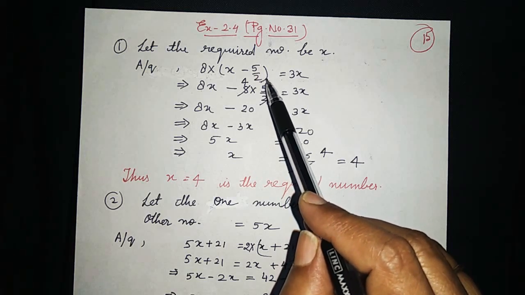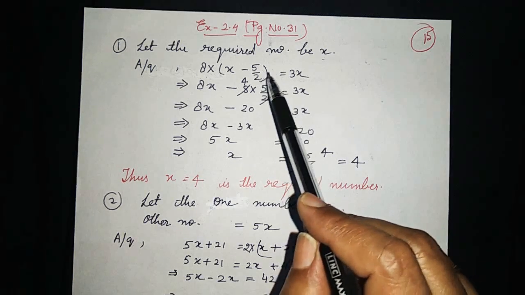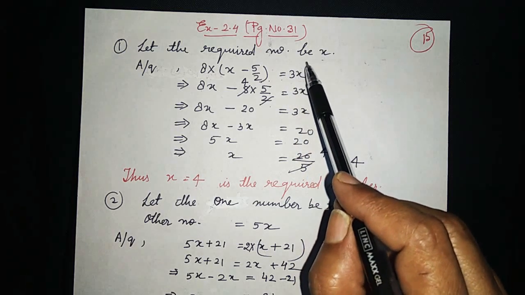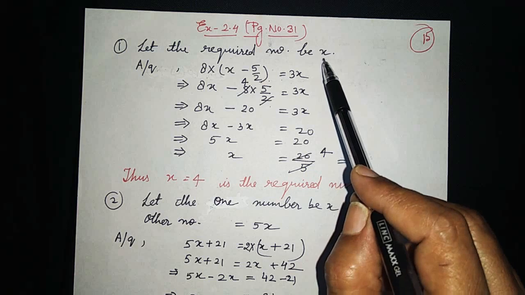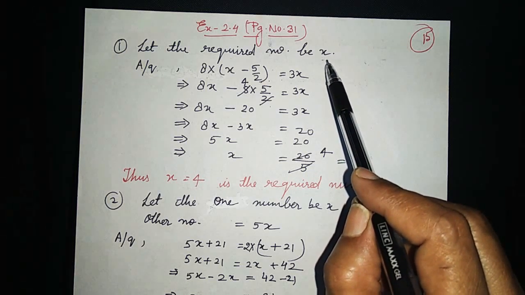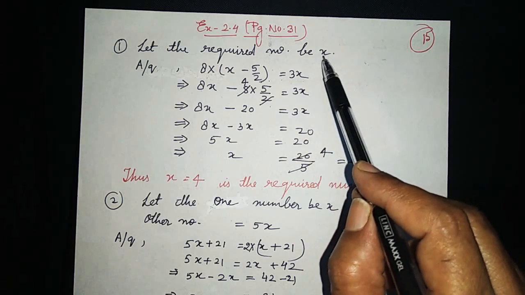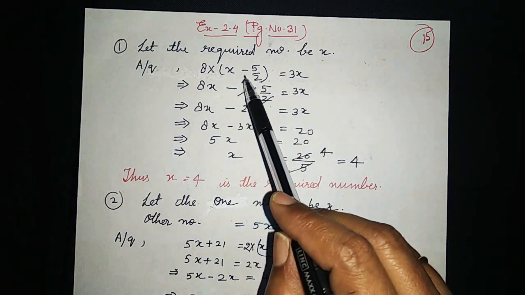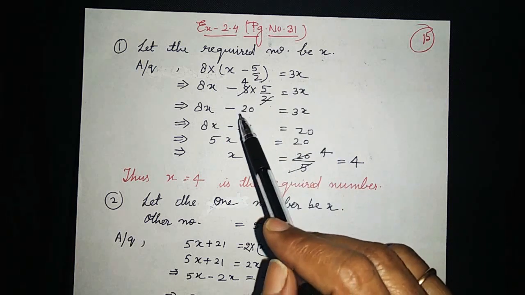And after this, you see the next sentence of your question. The result now obtained is 3 times the same number. This is the obtained result, and it is 3 times the same number she thought of. So here you will write 3 times x. Now your equation is 8 multiply (x minus 5 by 2) is equal to 3x. Now we will solve the equation.